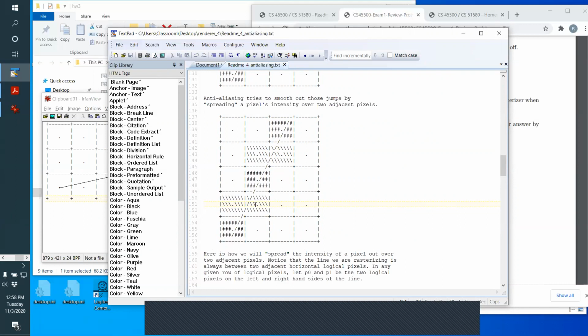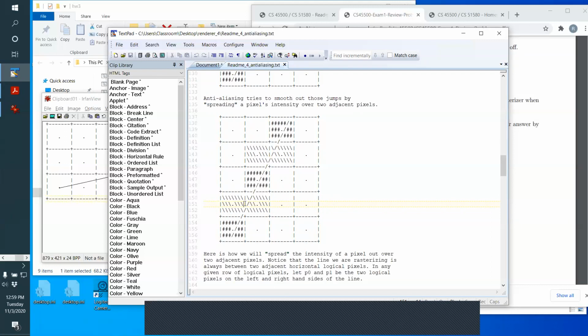It's real easy, simple, common sense. Lerp is just a fancy way to describe something that's very sensible. This line, which is right there, is between those two logical pixels. How do we light them up? Wherever the diagonal is closest to the logical pixel in that line right there, give more intensity to the one it's closer to.